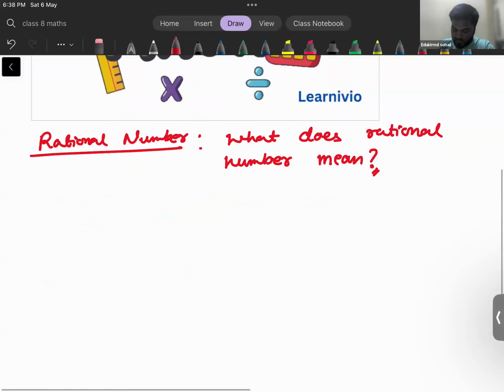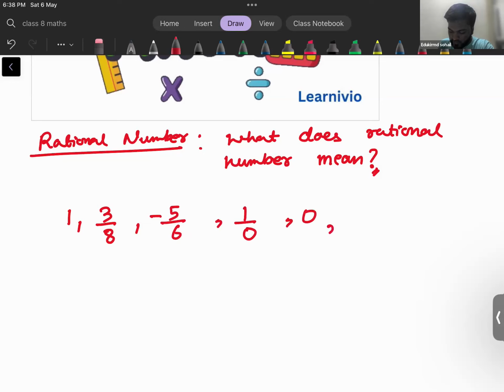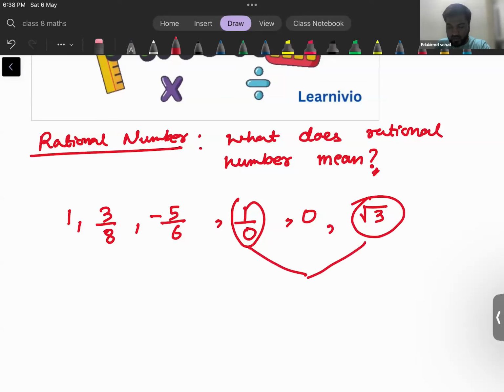Very good. So let's say I say few numbers. If I take few numbers like 1, 3 upon 8, minus 5 upon 6, 1 upon 0, 0, 2 upon 3, out of these values, which one is not a rational number? 1 by 0. Okay. Root under 3. These are not rational numbers. Very good.